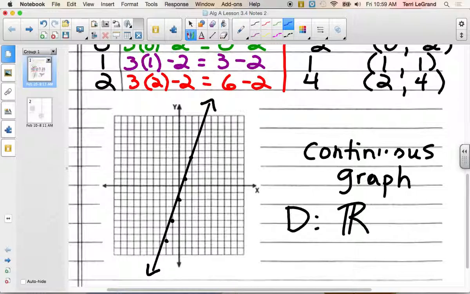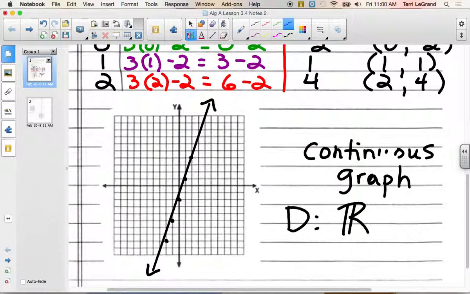If they say to us the domain is all real numbers, they're saying, how are you going to get all the distinct points for that? Can you? No, you can't even begin to. So you have to graph this as a continuous, and you get to pick your own. That's why they don't specify them like this. So that's a really good question. Any others? Any other concerns?